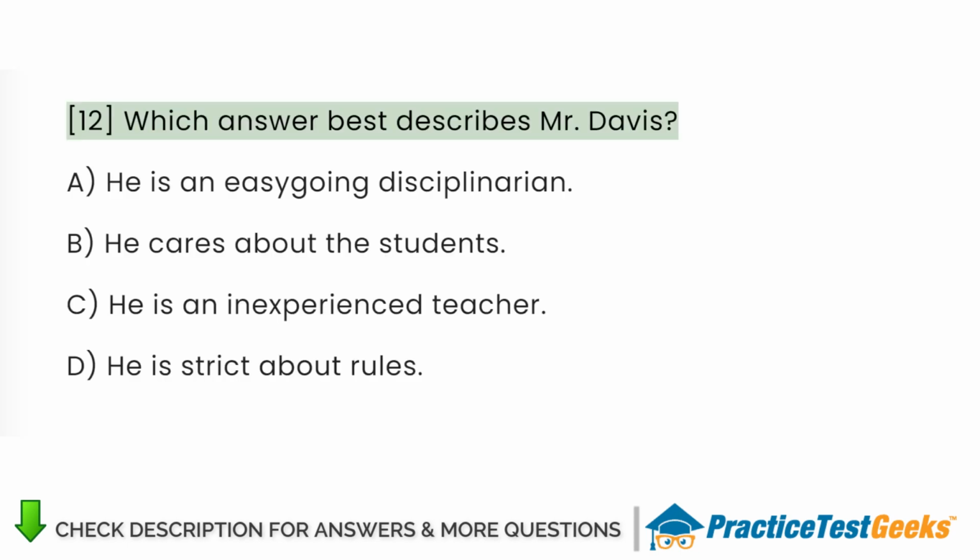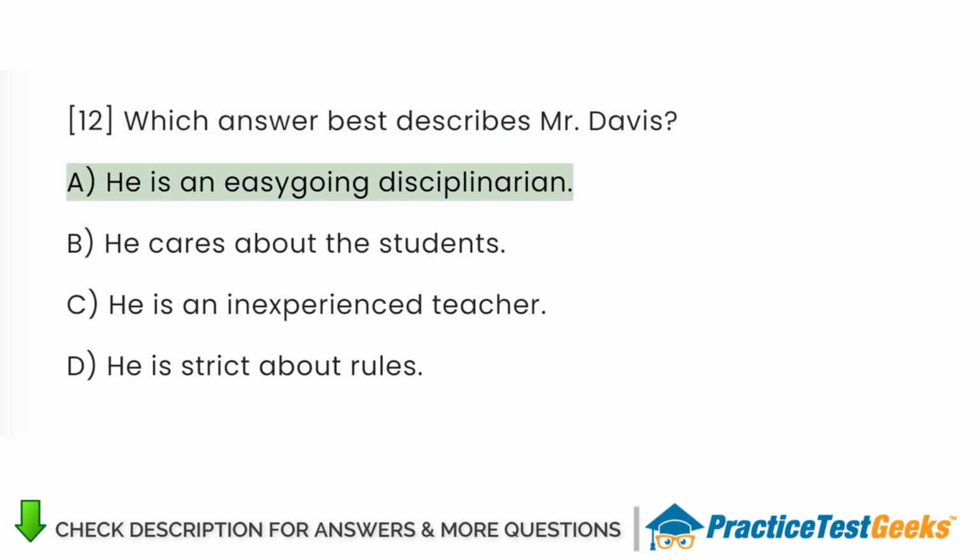Which answer best describes Mr. Davis? A. He is an easygoing disciplinarian. B. He cares about the students. C. He is an inexperienced teacher. D. He is strict about rules.